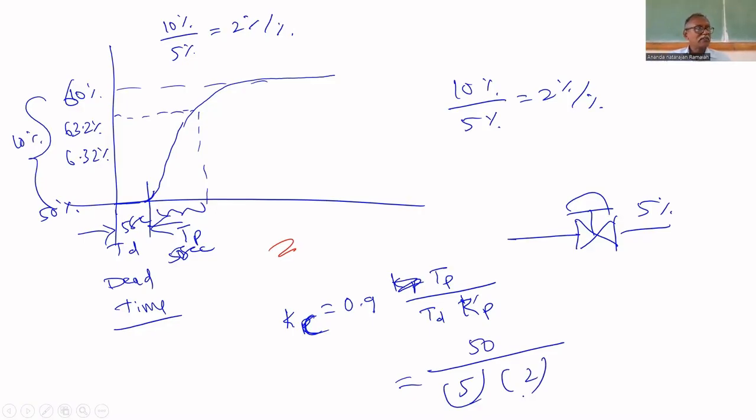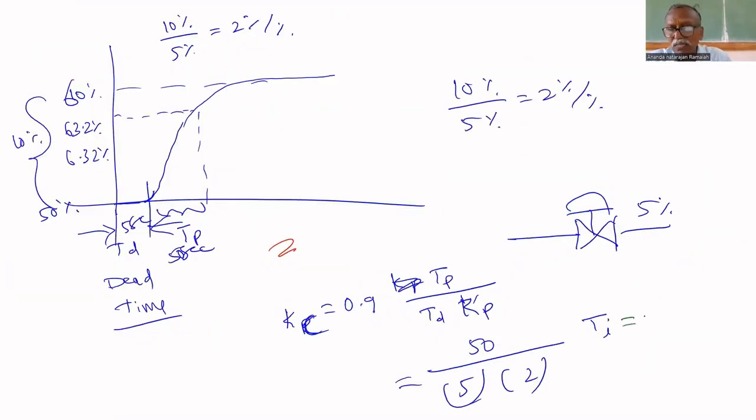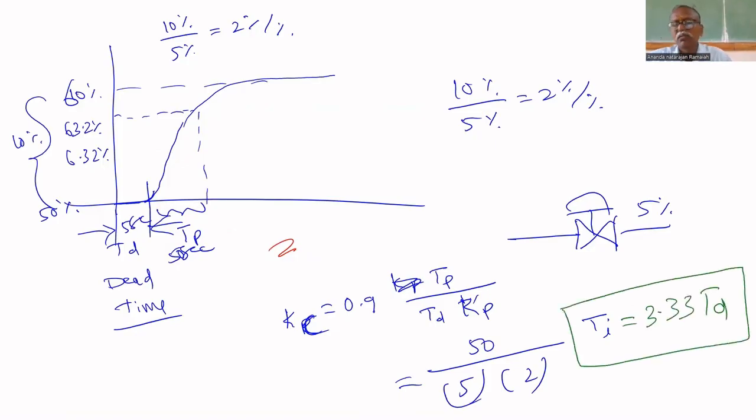KC, controller gain. You can find KC. We have to find TI. In the PID controller, KC we already found. We have to find TI, integral time. That is called integral time. TI equals 3.33 times TD. That's all. Thumb rule. Now you know all parameters.